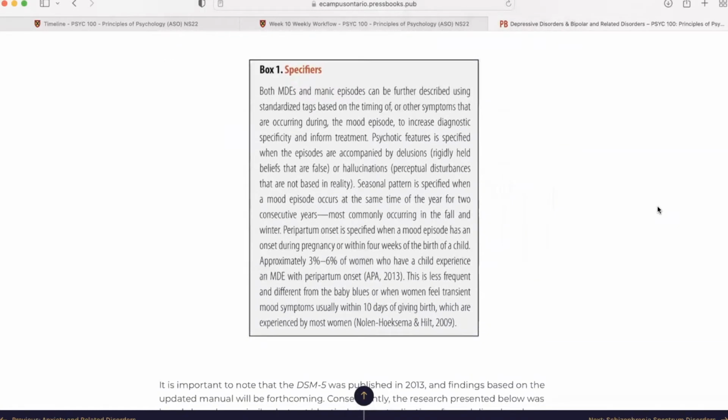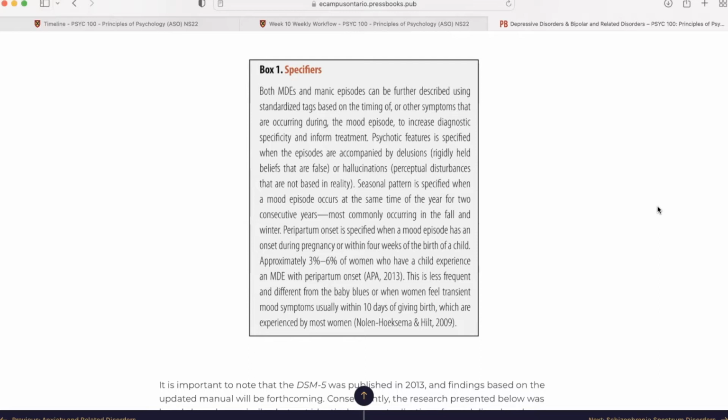There is a box 1 here, specifiers. Both MDEs and manic episodes can be further described using standardized tags based on the timing of or other symptoms that are occurring during the mood episode to increase diagnostic specificity and inform treatment. The psychotic features specifier is used when episodes are accompanied by delusions, rigidly held beliefs that are false, or hallucinations, perceptual disturbances that are not based in reality.